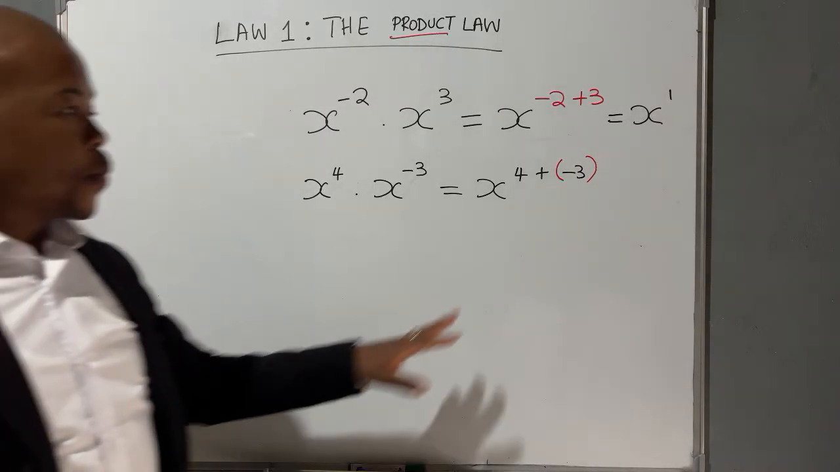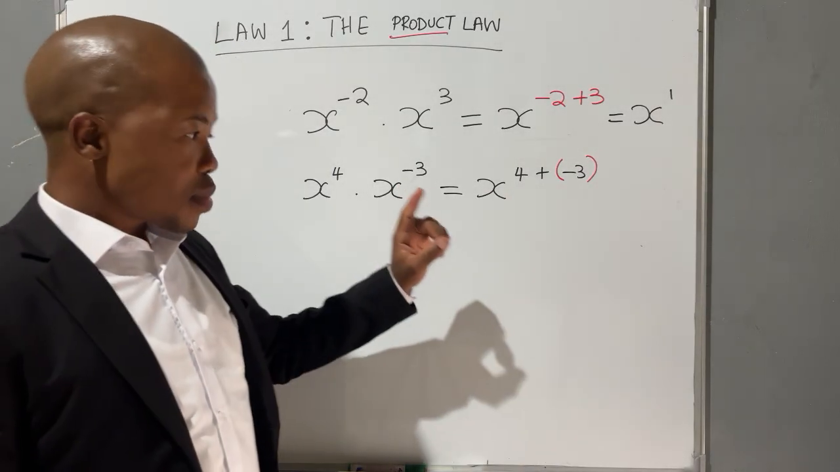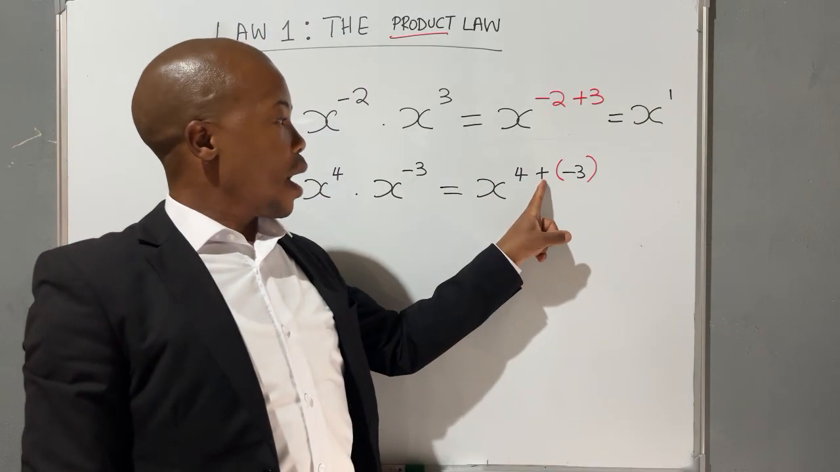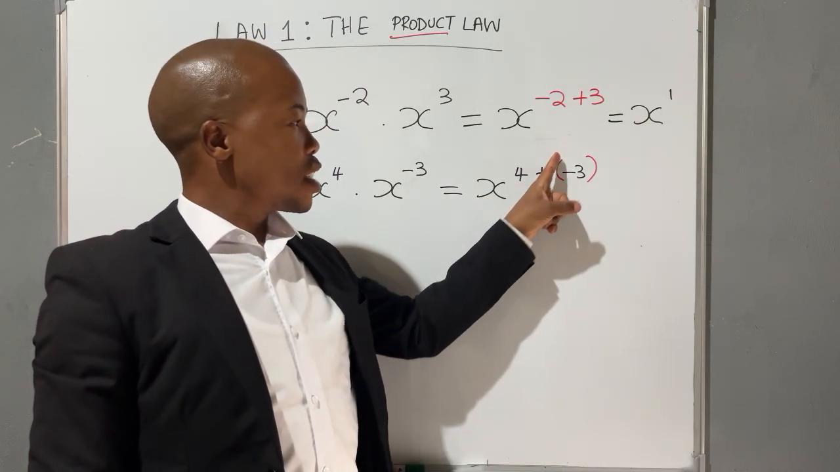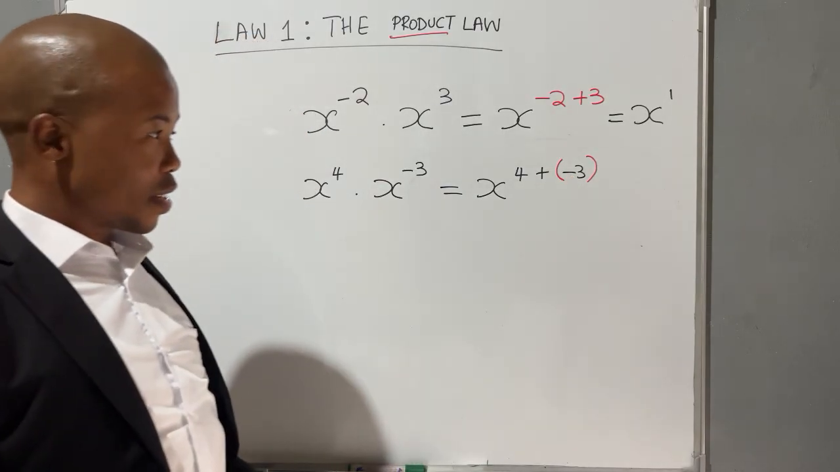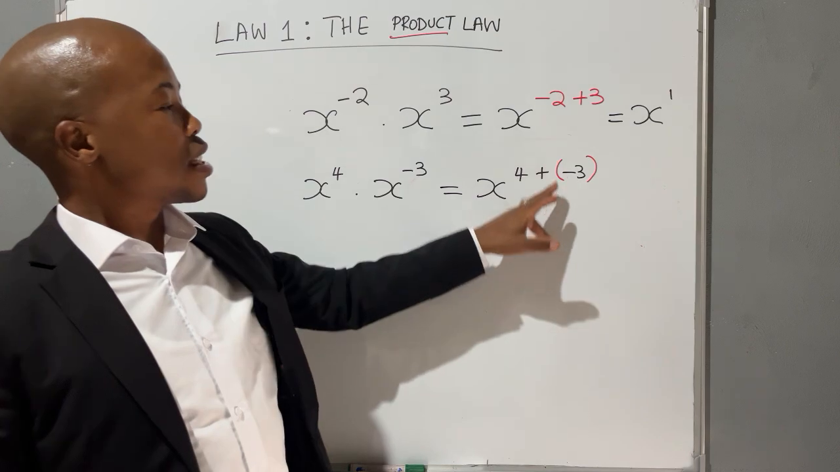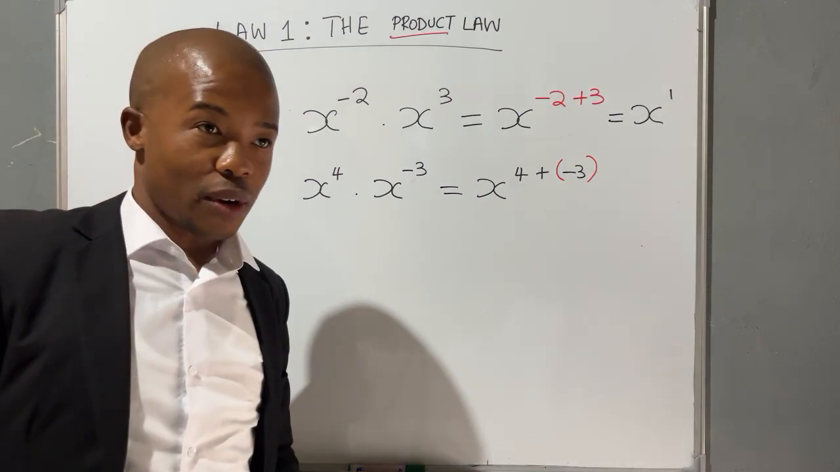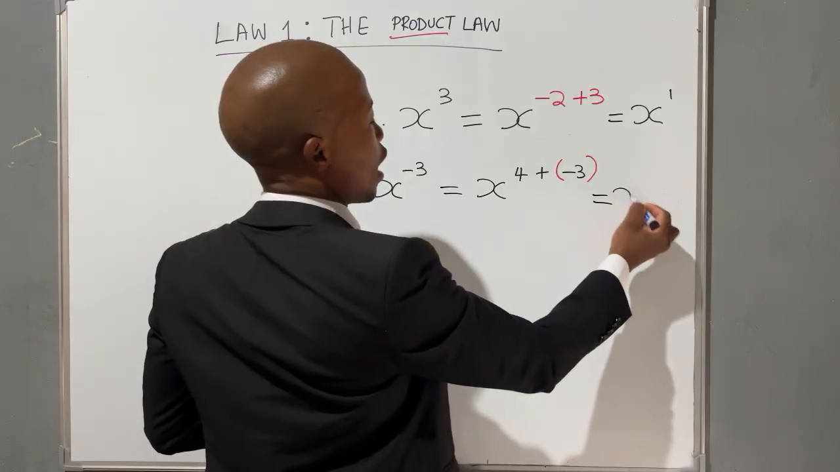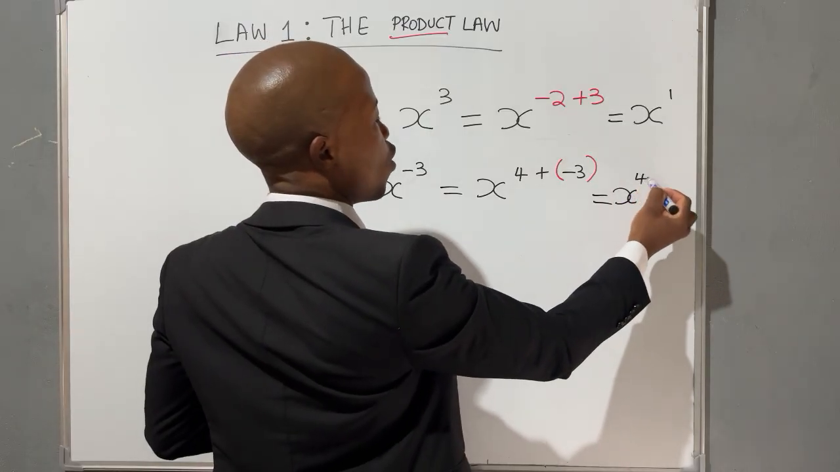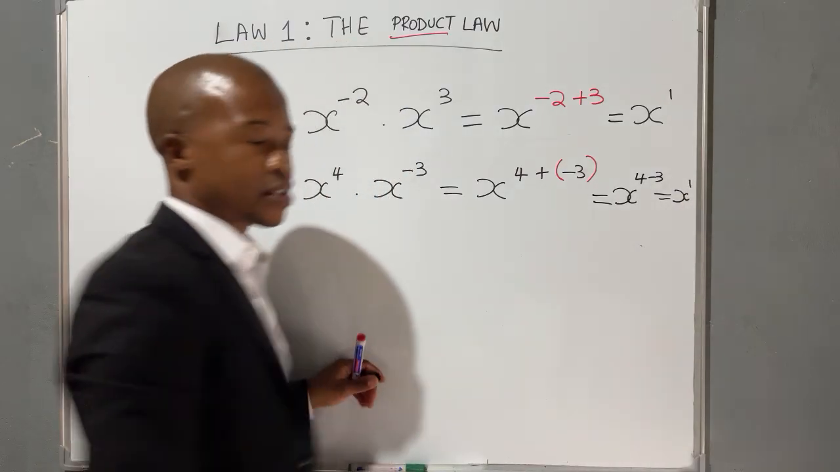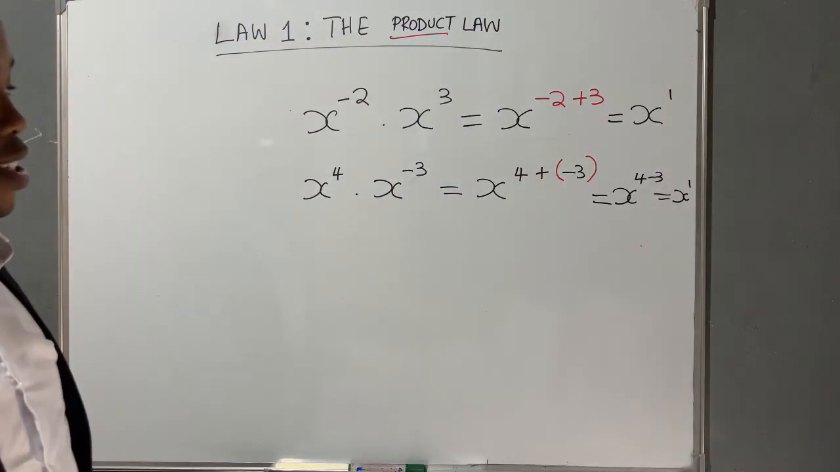Negative 3, right? In this one, you have to know that when you multiply addition by subtraction, it will give you what? Negative. In other words, positive multiplied by negative will give you what? Negative, right? So this is the same as saying x to the exponent 4 minus 3, which is going to be x to the exponent 1. Are we together?